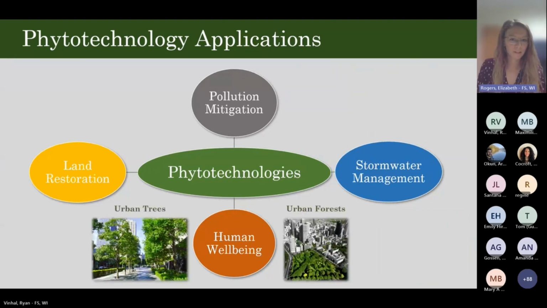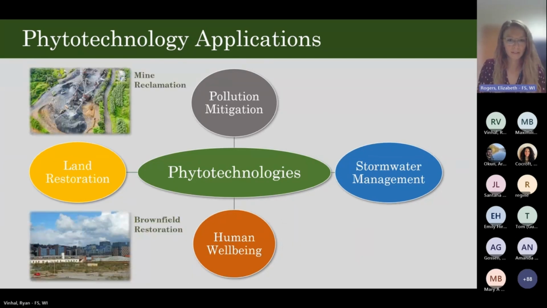And then phytotechnologies can also be used to improve human well-being. So those benefits that I was mentioning on the previous slide, urban trees and urban forests not only provide benefits such as pollution mitigation and stormwater management, but they can also improve our mood. They can improve our psychological well-being at the same time. And then finally, trees and plants can be used to restore degraded lands, such as mines or brownfields. Next slide, please.